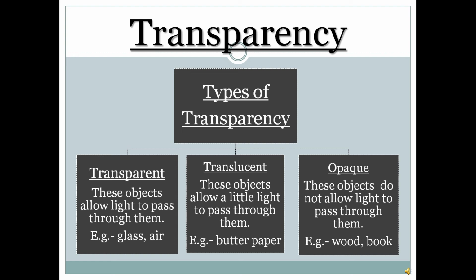On the basis of transparency, the materials are of three types: transparent, translucent and opaque. The objects that allow light to pass through them are called transparent objects, while the objects that do not allow any light to pass through them are called opaque objects. The translucent objects allow only little light to pass through them.